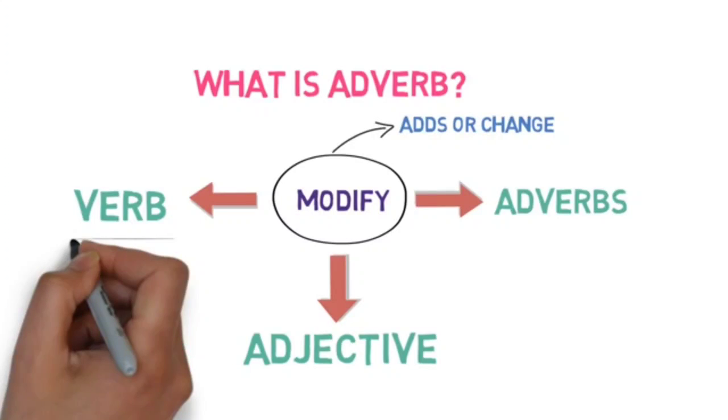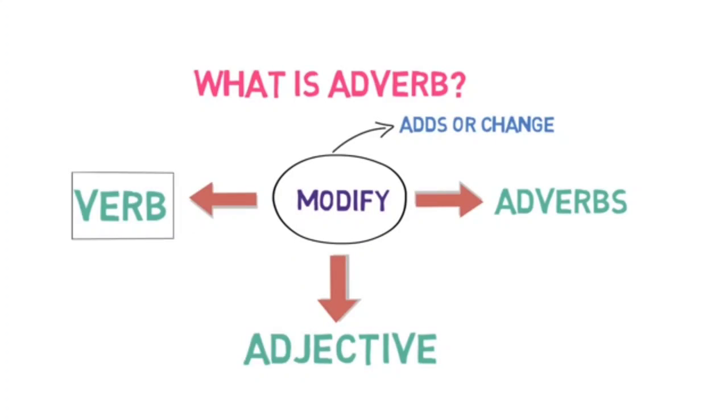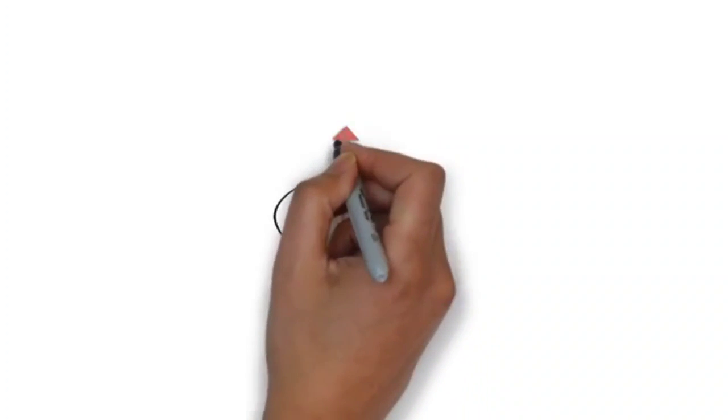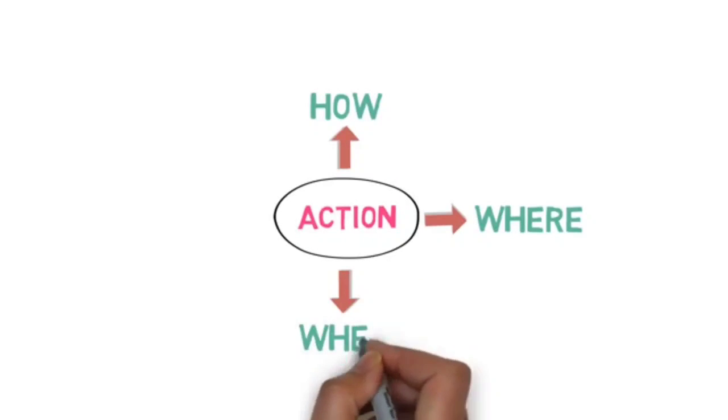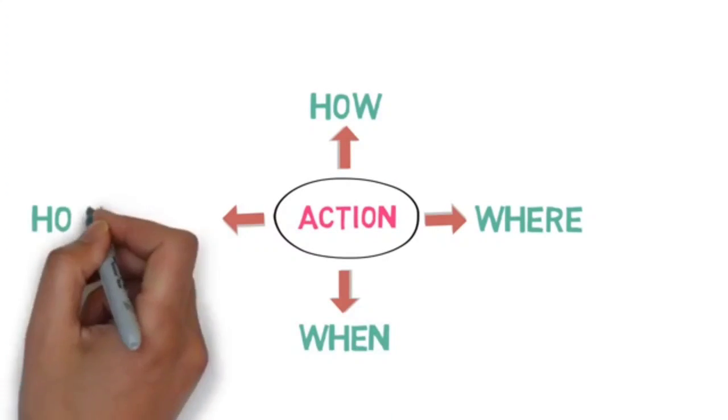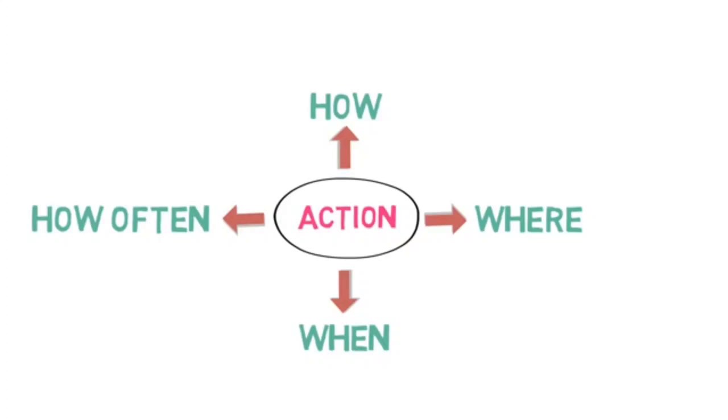Firstly, verb, or we can say an action performed by the subject. There are four ways in which an adverb modifies and describes the action. Firstly, how an action is performed. Secondly, where the action is performed. Third, when the action is performed. And finally, how often or how frequently the action that we are talking about is performed. Now, let's see some examples for each.